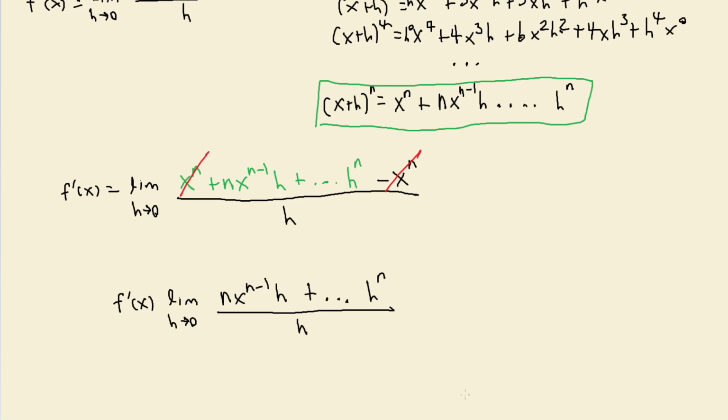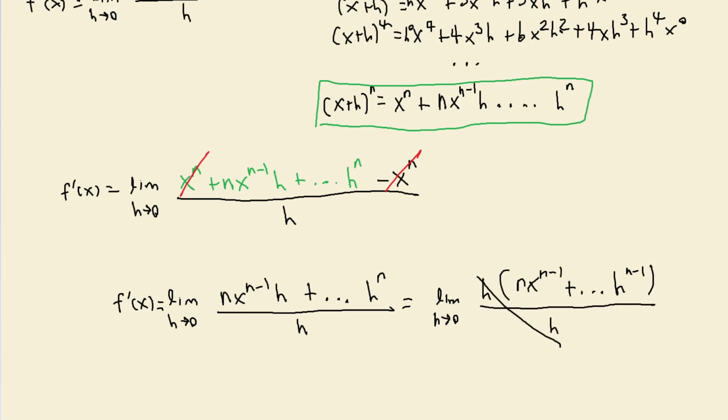And what we can do is factor out an h from the top. This is going to equal the limit as h approaches 0 of n times x^(n-1). Sorry, I'm forgetting something again. We pull out the h, and we say that this is n times x^(n-1), plus a bunch of other terms that are going to have h in them, all the way down to h^(n-1), because we factored out this h. And then we can cancel out these h's.